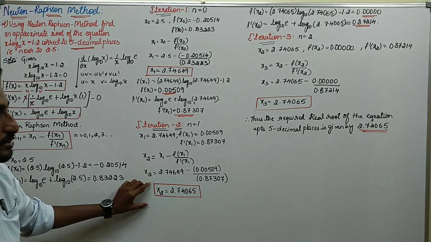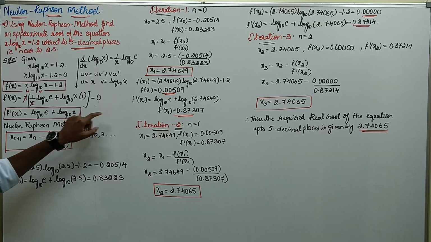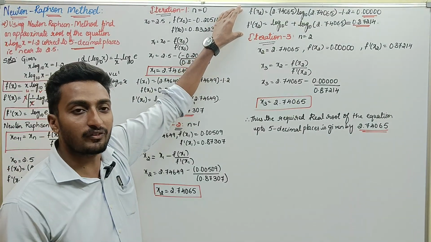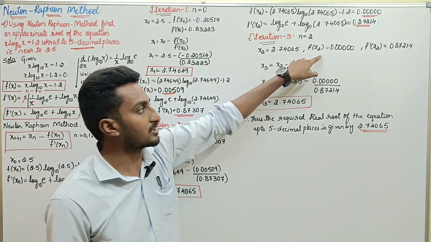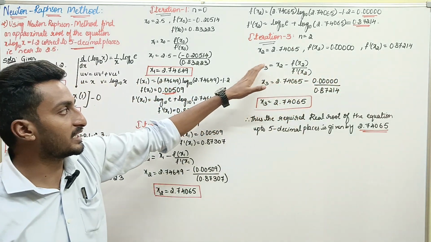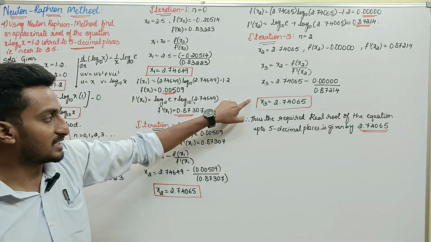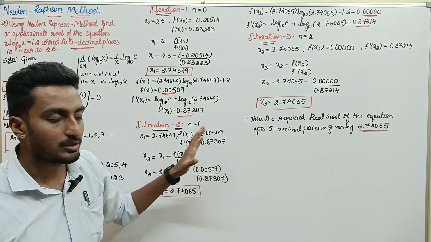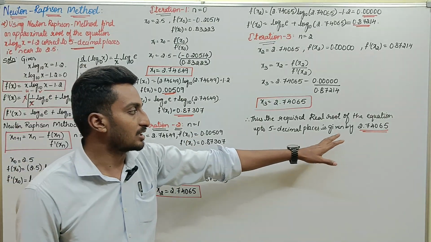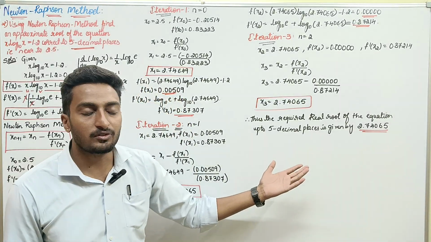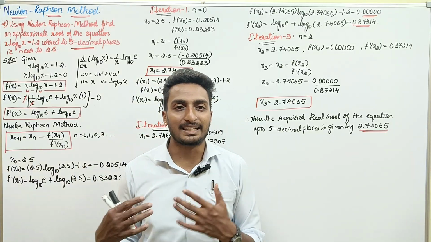Again, you get the value of x2. Whatever value you get for x2, again simplify in f of x and f dash of x, which we represent as f of x2 and f dash of x2. Again, with x2, f of x2, f dash of x2, if you simplify, you get the solution, that is x3. If the second iteration and third iteration values are the same, we can directly conclude that the required root of the equation up to 5 decimal places is 2.74065. This is how you are supposed to represent Newton-Raphson method for each and every problem.